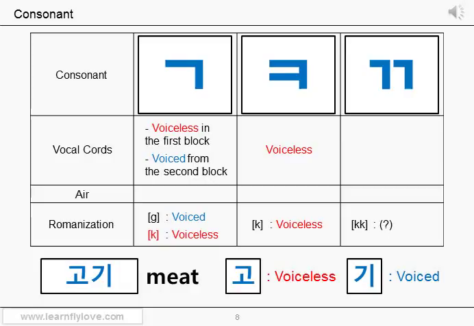Anyway, vocal cords vibration is not a good indicator for this consonant. The only way to distinguish them from the others is the amount of the air out of your mouth. The strength of the air has little to do with this, actually. When you pronounce G consonant, you basically position your tongue in the same position as you pronounce the first G consonant and the second K consonant.